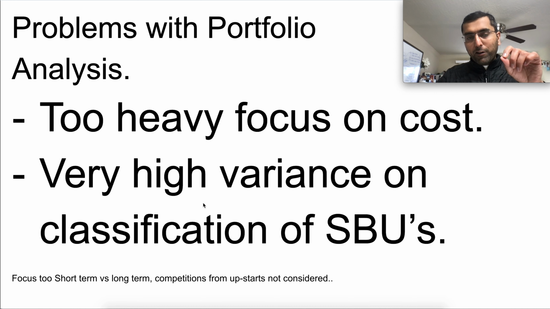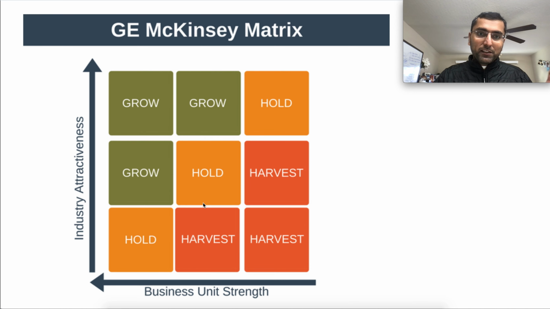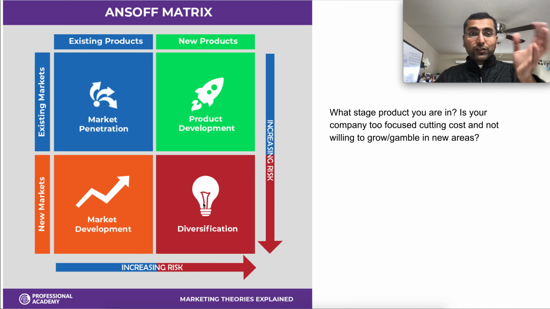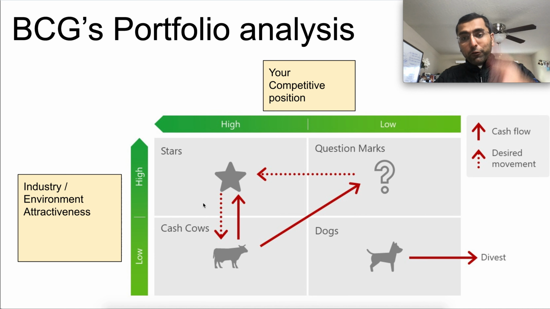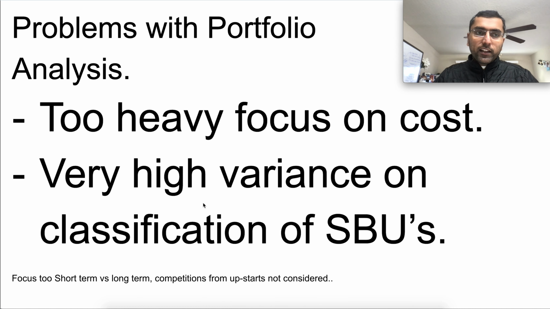But portfolio analysis does have a lot of problems, which is what the first chapter ends with. It has too heavy a focus on cost. It's maybe biased too heavily on the short term, to keep you in your lane, but then you could have competition from areas which you didn't expect, and now you would be disrupted. Also, there's variance in classification based on the different matrices that you use. If you use the GE McKinsey matrix, you might have classified your project as grow, but in the Ansoff matrix, you would have had it in market development. In the original 2 by 2 portfolio analysis, you might have it as a question mark. So the variance was just too high in terms of classification. So: competition from upstarts, and variance in classification.